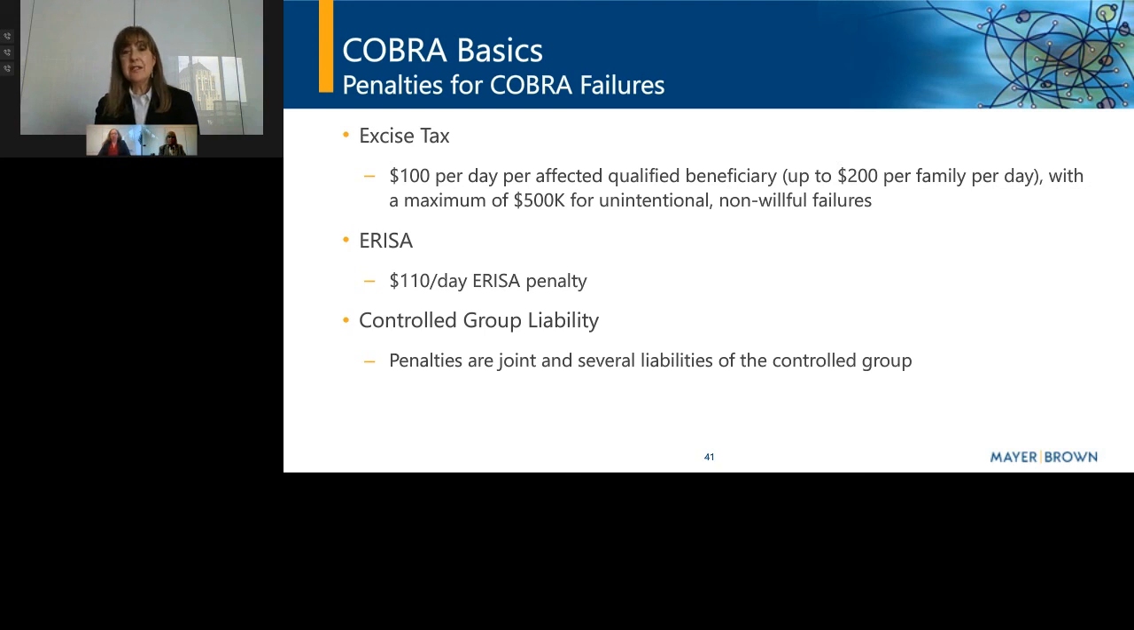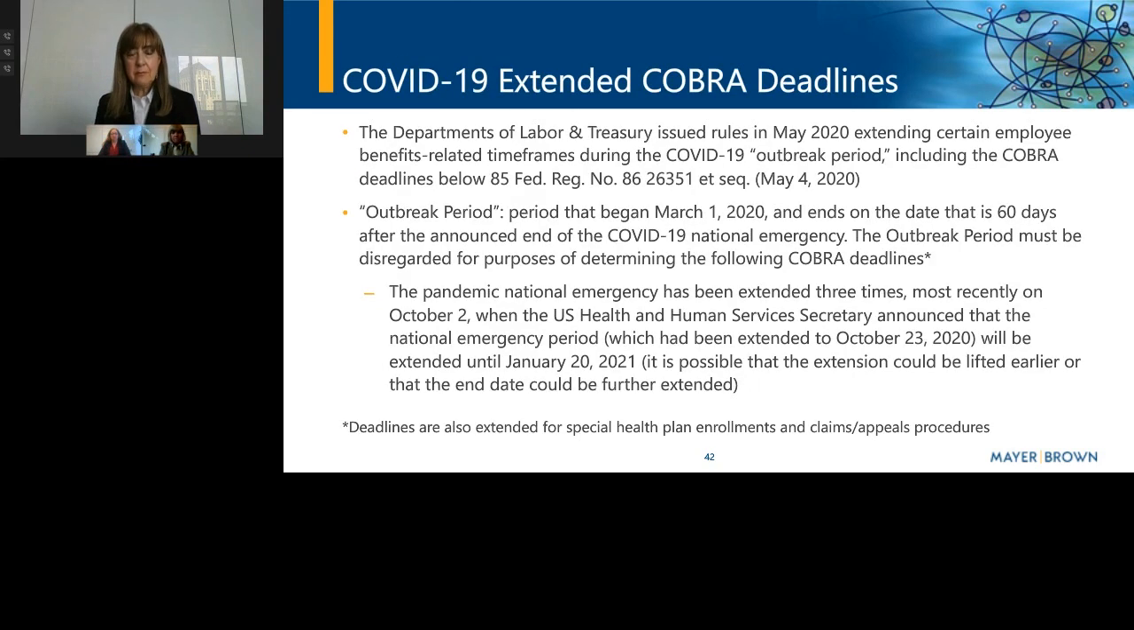On the ERISA side, it's a $110 a day ERISA penalty per failure. So you can see how a combination of these penalties can really add up if you have multiple failures. And again, we underscore that the penalties and the obligation to provide the coverage is a controlled group-wide obligation. So be aware that an employer that may not even understand that it's part of a controlled group can be tagged with some of these obligations unwittingly.